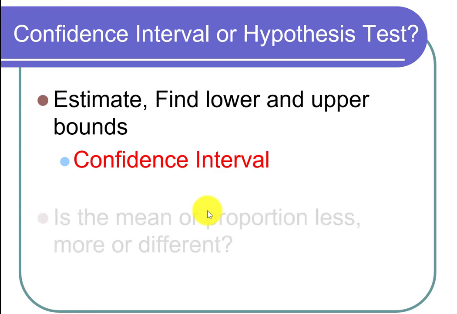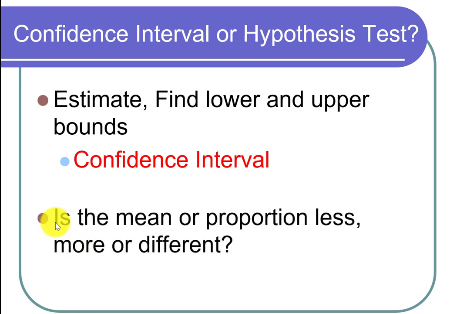On the other hand, if we're asked the question, is the mean or proportion less, more, or different? So if that is our interest, is there a difference in these population means, or is this population proportion different than what it was last year? Or is the distribution different from what we would expect? Then we're talking a hypothesis test.